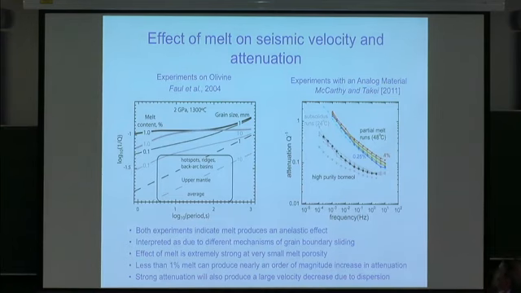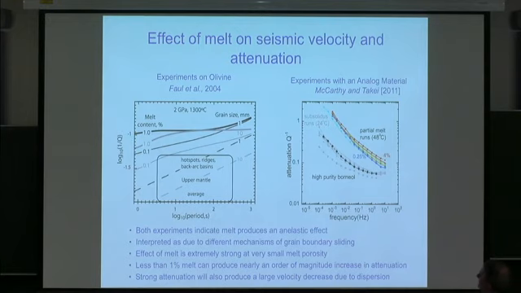The experiments with melt, though, are quite difficult to do, and I would say that they're still in progress. I'm hoping to hear more about the most recent results from Takei-san's talk later this week. But there's some indication that even a small amount of melt can produce a very large effect in seismic attenuation.